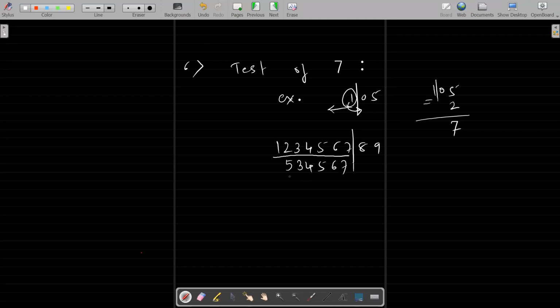Then again, 7 7s are 49, so 49 will leave remainder 4. It's like 4, 4, 5, 6, 7. Then again when I divide by 7, 7 5s are 35, 7 6s are 42. So 42 plus 2, 40.